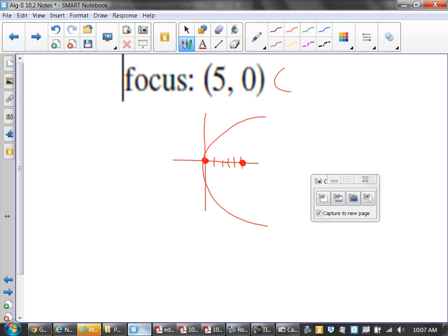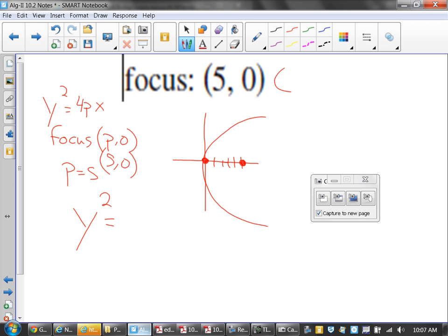If it's opening to the right, is it an x squared or a y squared parabola? It's a y squared parabola. So I know right off the bat it's going to be y squared equals 4px. And p is 5. Why is p 5? Because the ordered pair for the focus is p comma 0, and we know we're at 5, 0. Therefore, p is 5. What's 4 times 5? Your answer is y squared equals 20x.